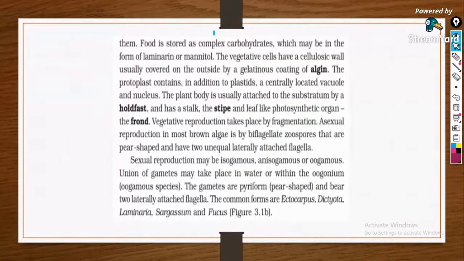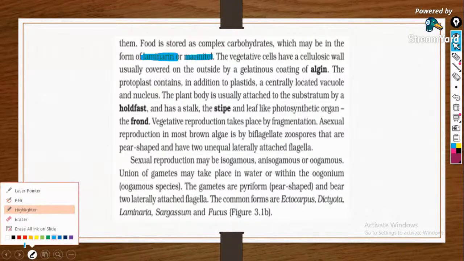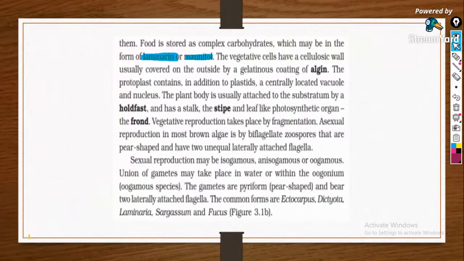Food is stored as reserve food material in the form of laminarin, starch, or mannitol. I hope you can see this blue color, or I can change it.